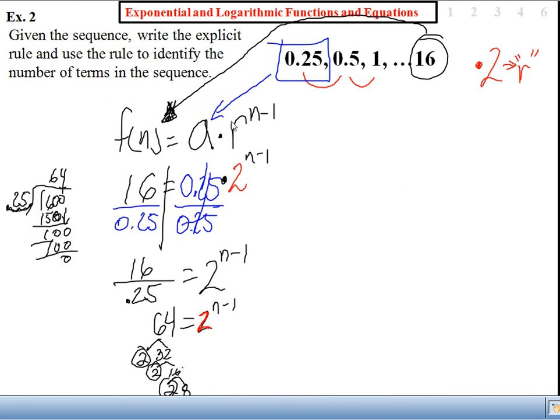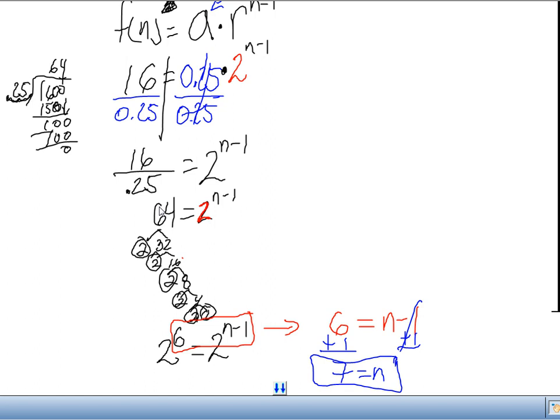There it is. Substitute the last term for f of n. Substitute the first term in here for a. Substitute the common ratio for r. And then once we had that, we needed to isolate the base with the exponent. So we can identify by writing both numbers with the same base, and we just compare the exponents, and that's how we can solve for the missing term. All right, are we doing good?